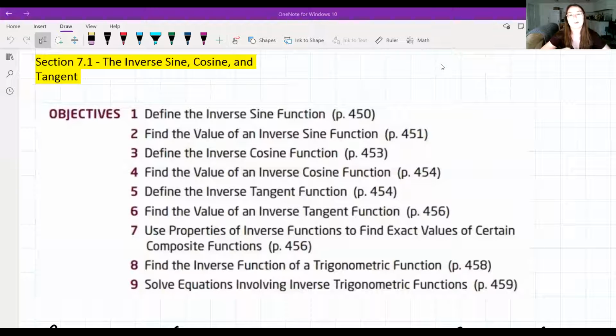Hello, everyone. We're going to be going over section 7.1 in this lecture, which is on the inverse sine, cosine, and tangent. So we have 9 objectives in this section, so quite a few. But first, we want to define the inverse sine function.